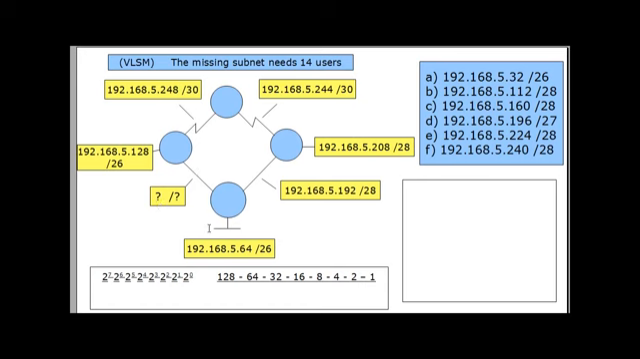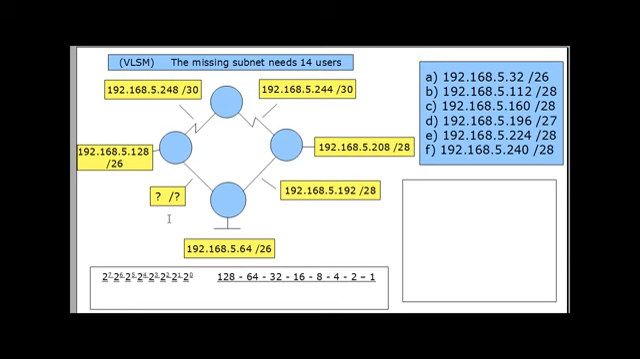In this type of question, they'll give you choices for answers. So here are your choices: which one is the correct answer? A, B, C, D, E, or F. I'm going to show you how you would approach this type of problem, and basically find the missing network and find it quickly.